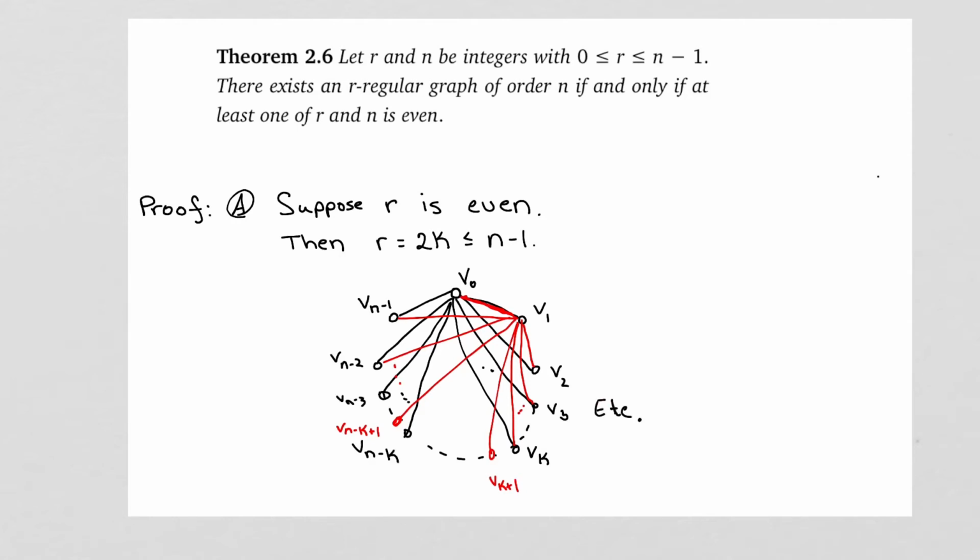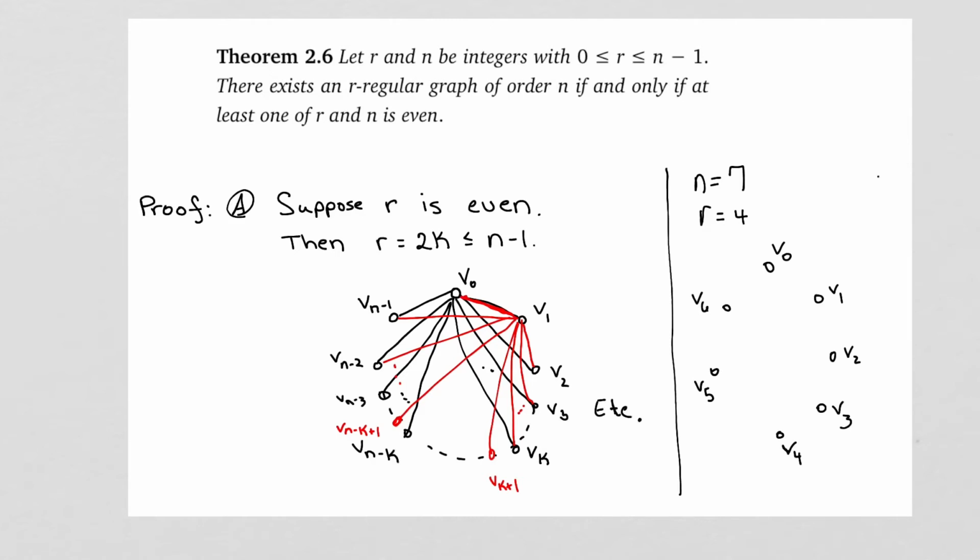So et cetera, we could keep doing that. Now let's just look at a particular example. Suppose we looked at something like n equals 7 and r equals 4. So if we use this, we have v0, v1, v2, v3, and so on up to v6. Now r equals 4, so that means k would be equal to 2. So v0 will be adjacent to v1 and v2, and then going around counterclockwise, I'd have v6 and v5.